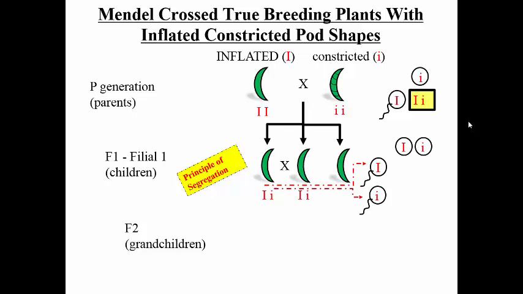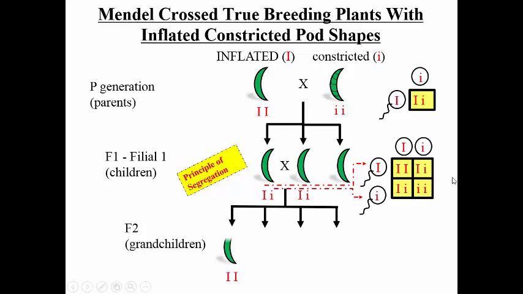Let's unite these theoretical sperm and eggs, and these are the offspring that we obtained. You can see here that we have a big I, big I, big I, little I, big I, little I, and little I, little I. Our genotypic ratio is 1 to 2 to 1, right? Those are the different ratios we have there. Our phenotypic ratio is 3 to 1: three children that are going to have an inflated pod, and then one child that's going to have a constricted pod. And you see that with these four offspring here.